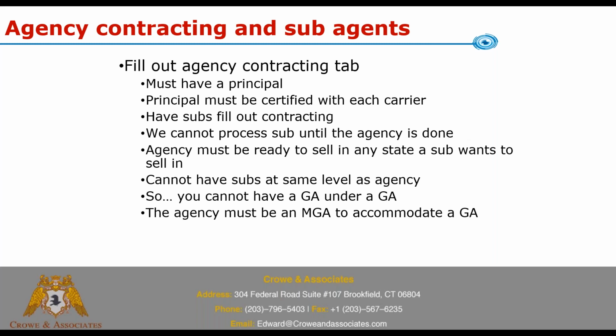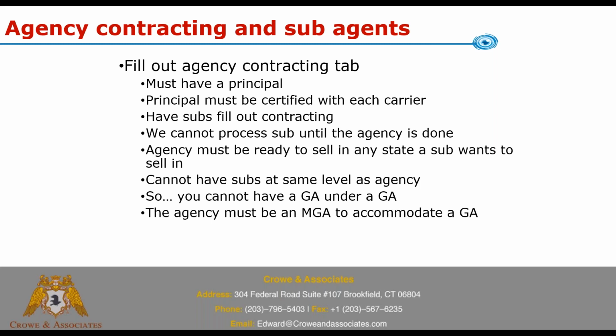So again, if you're an agency, when you fill out our contracting, instead of doing individual, you'll do agency. Fill out the agency contracting tab. You have to have a principal assigned. That principal must be certified with each carrier. Have sub-agents fill out their own contracting link. And remember, we can't process those subs until the agency's done. So the agency must be ready to sell in any state a sub wants to sell in. If you've got an agent that wants to write Medicare Advantage in North Dakota, your agency has to be appointed and certified with that company in North Dakota for us to add them for you.